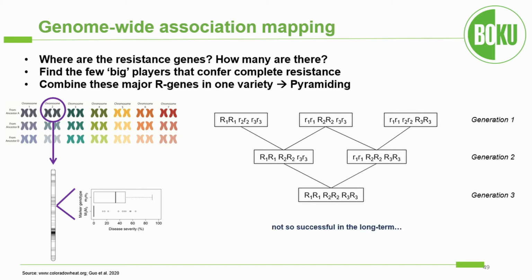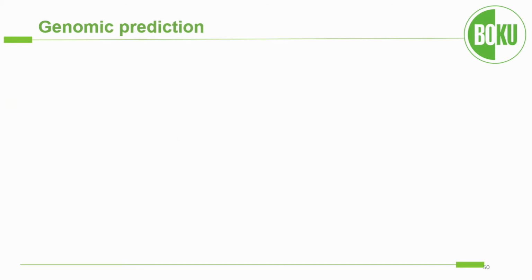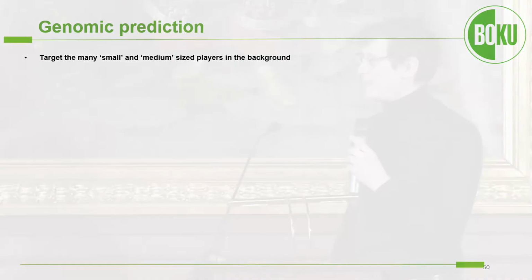But unfortunately, this has not been so successful, especially in the long term, because the pathogen cracks one major resistance gene after another. So we also need to target as many small players in the background, which confer only partial resistance, to have something like a second layer of resistance. And this can be done by genomic prediction. With genomic prediction, you mostly target the many small and medium sized players in the background.